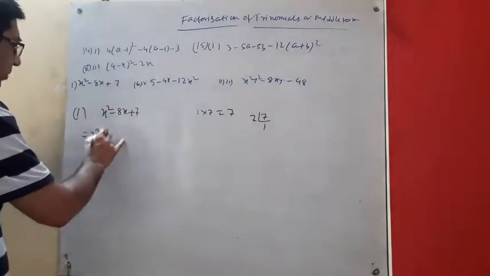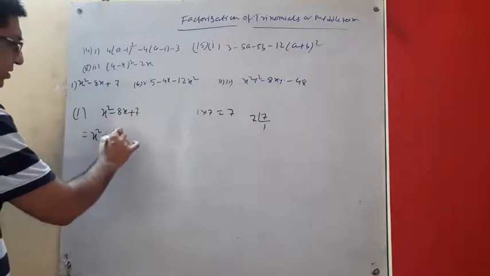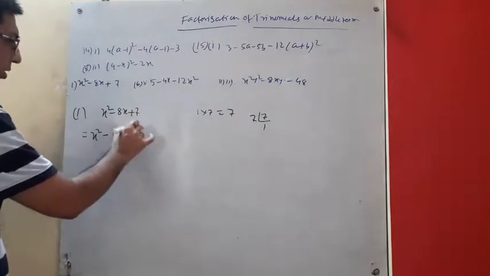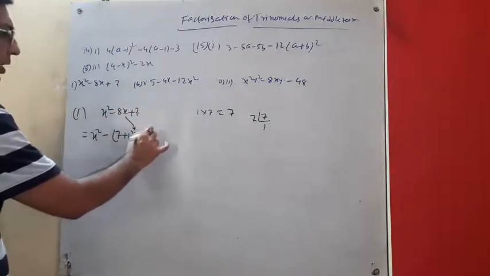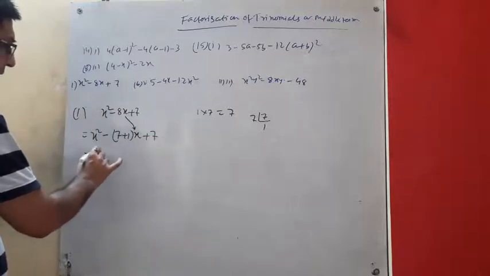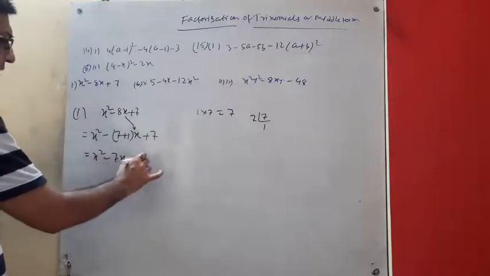This is x square, I have written minus. This 8 can be written as 7 plus 1, into x. Now this x will come here, plus 7. So it equals x square minus 7x minus x plus 7.